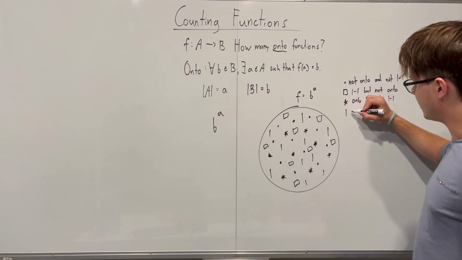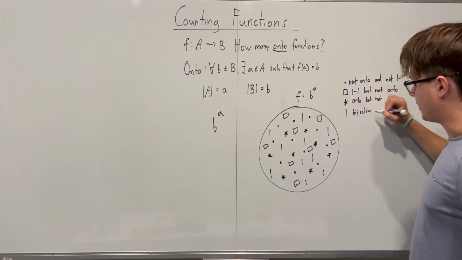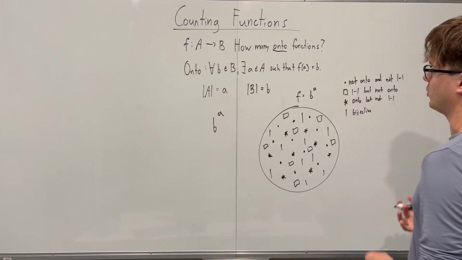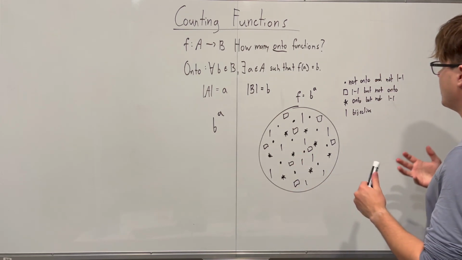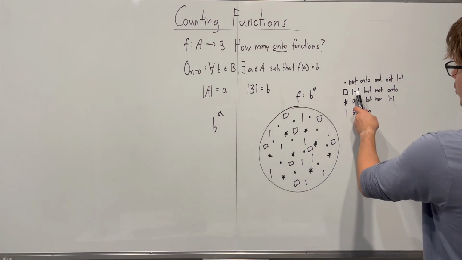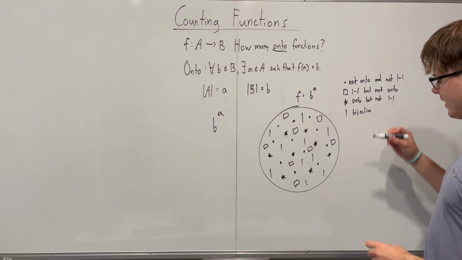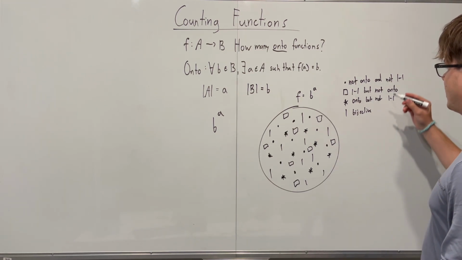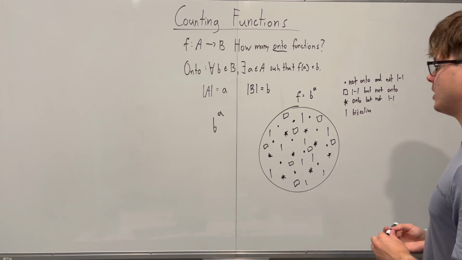And finally, we'll say the function is going to be bijective, which simply means they're both one-to-one and onto. Those are the 4 different categories of functions we can have. Functions that are not one-to-one and not onto, functions that are one-to-one but not onto, functions that are onto but not one-to-one, and functions that are bijective, which again means they're both one-to-one and onto, so the opposite of this first one here.